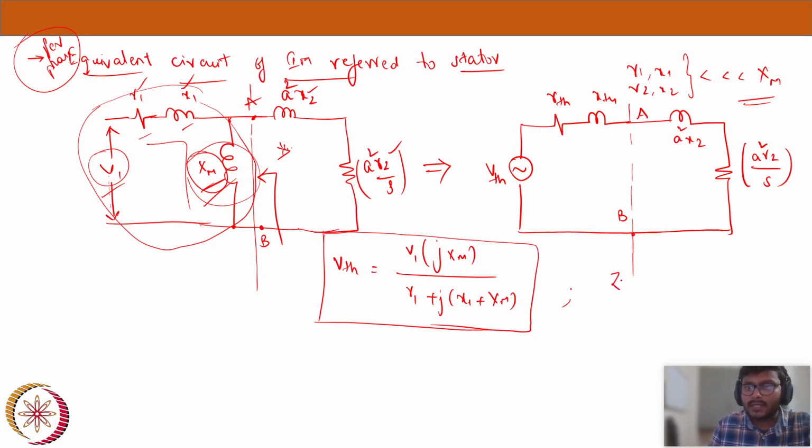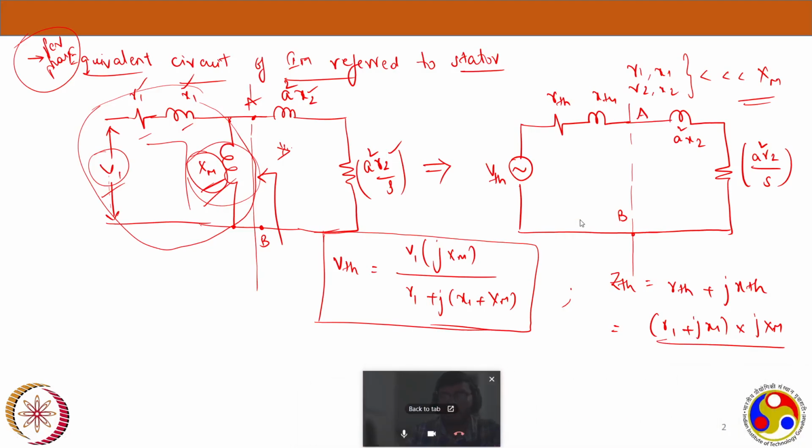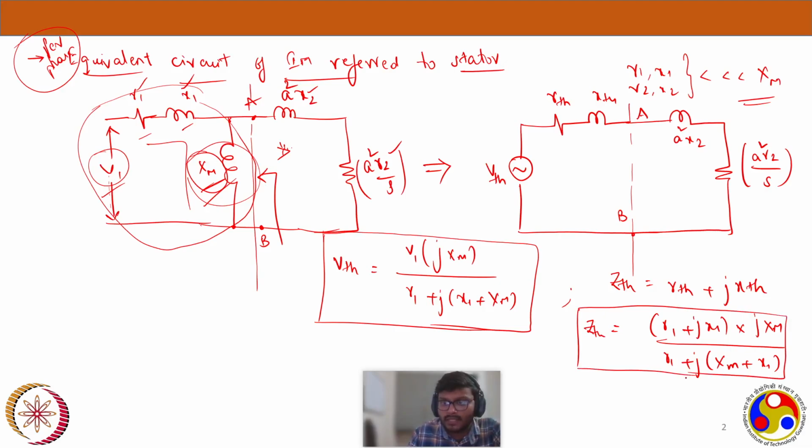Now what is this Thevenin's impedance? ZTH is equal to RTH plus jXTH. Now this is the total impedance, but if we want to find exactly what is RTH and what is XTH, then it is R1 plus jX1 in parallel with jXM. So it is R1 plus jX1 multiplied by jXM divided by the total, R1 plus j(XM plus X1). So this is ZTH. If you solve it and separate the imaginary and real components, you will get the Thevenin's resistance and the Thevenin's reactance.